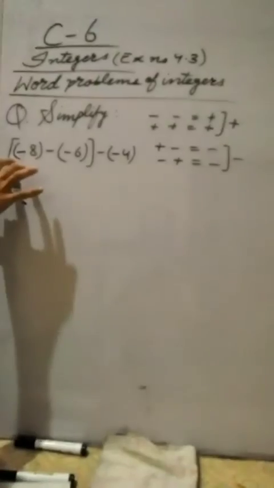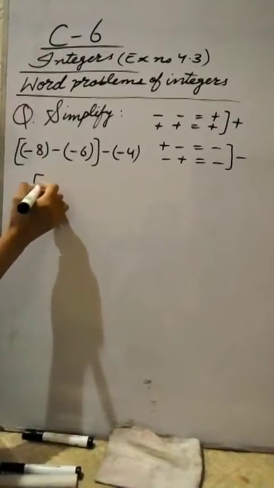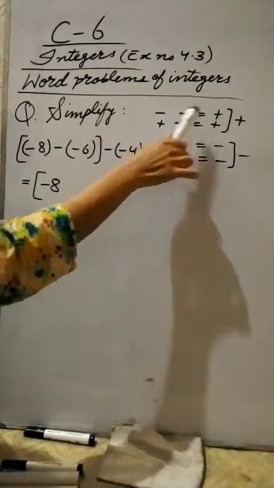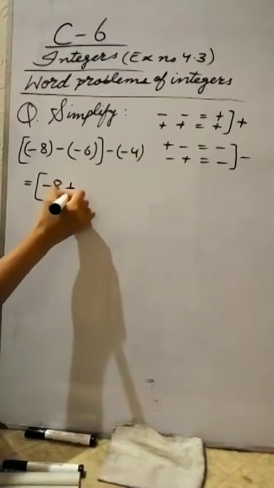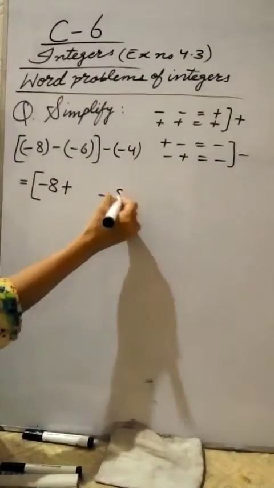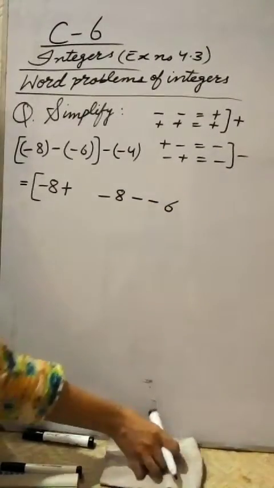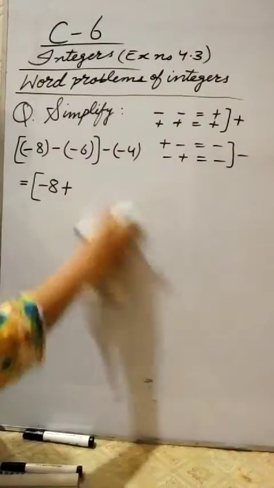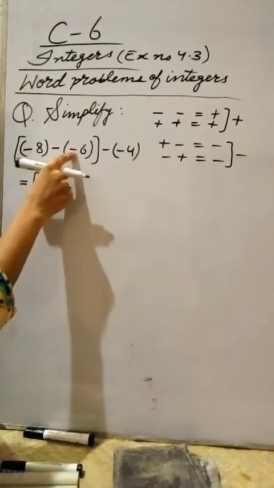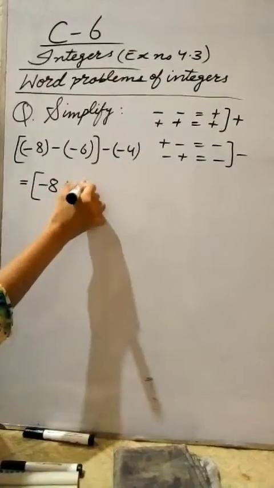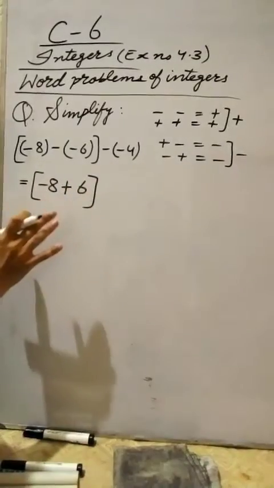So first of all, see any sign outside the bracket? No. So it means you need to open the smaller bracket. Minus minus, see, minus minus is plus. You need to write a single sign, because there is no meaning of minus 8 minus minus 6. So when we have two signs in a bracket, we need to solve. Minus minus, write the answer, plus 6. Now the smaller bracket will be removed.